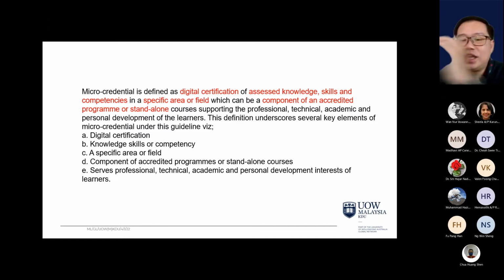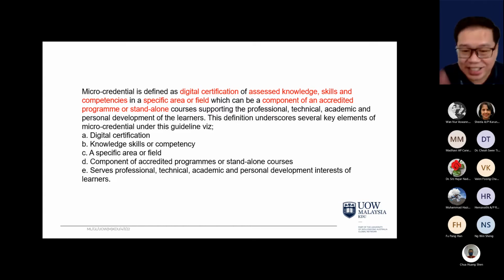An ODL MBA program. Now, a micro-credential is defined as a digital certificate of assessed knowledge, skills, or competencies in a specific area or field, which can be a component of an accredited program or a standalone course, supporting the professional, technical, academic, and personal development of the learners. All right. The definition underscores several key elements of micro-credential under this guideline. The digital certification. When you do micro-credentials, you get a digital certification. There must be knowledge, skills, or competency, a specific area or field, a component of an accredited program, and so on.